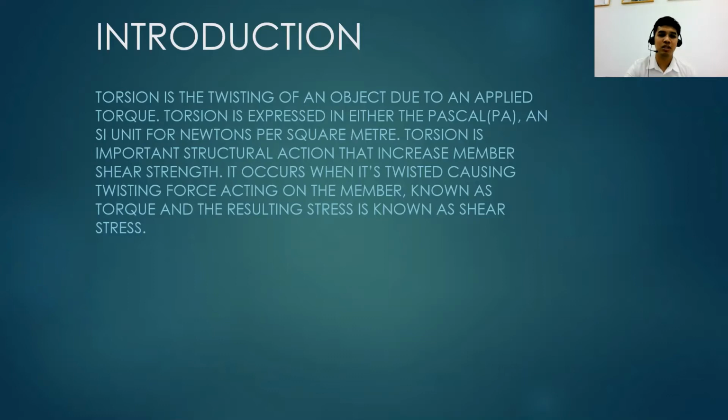Torsion is an important structural action that increases member shear strength. It occurs when twisting causes a twisting force to act on the member as torque, and the resulting stress is shear stress. What is shear stress? Shear stress is the component of stress coplanar with a material cross-section, and moment is the expression involving the product of a distance and the force exerted.